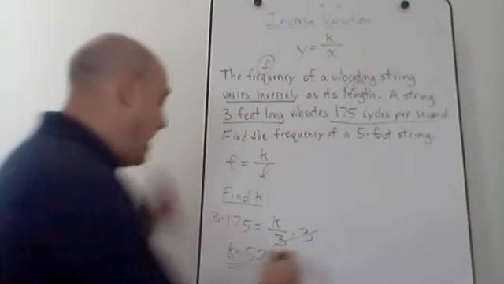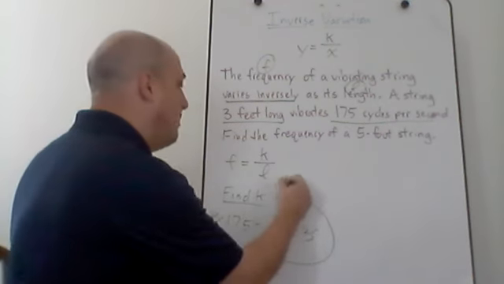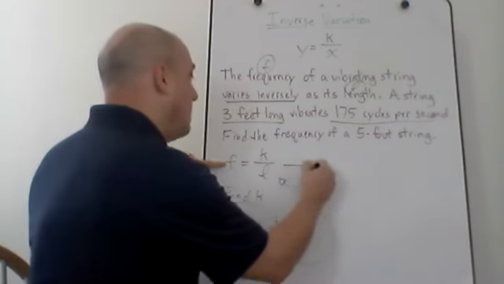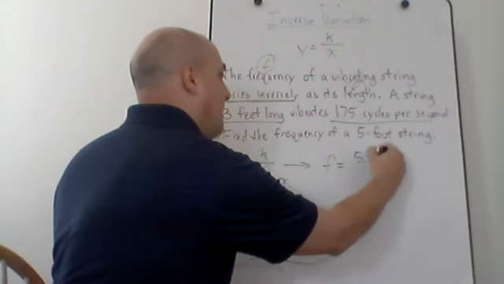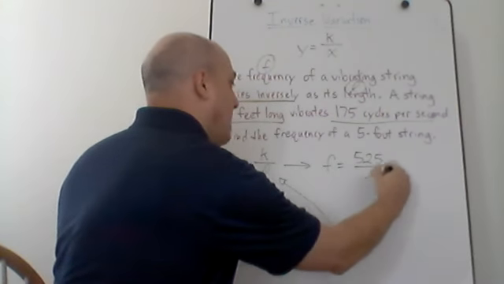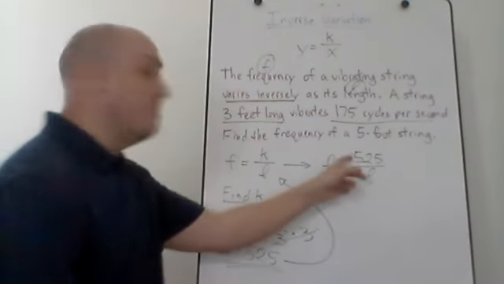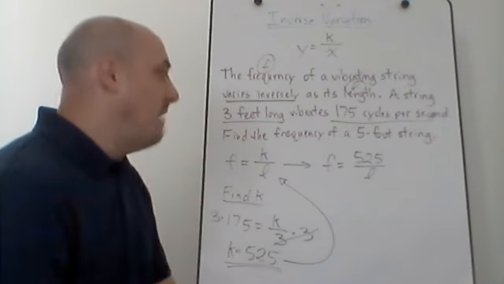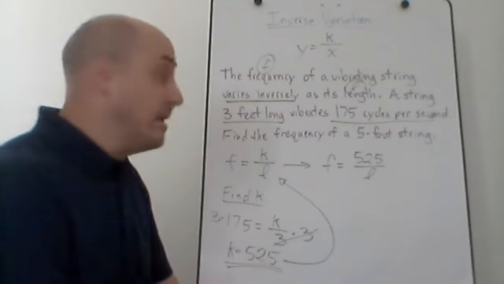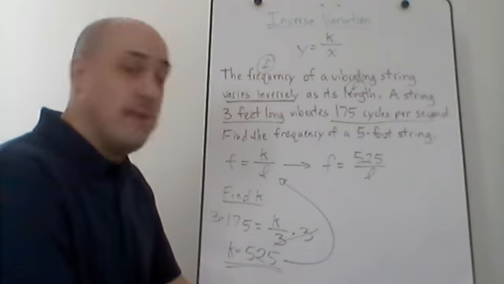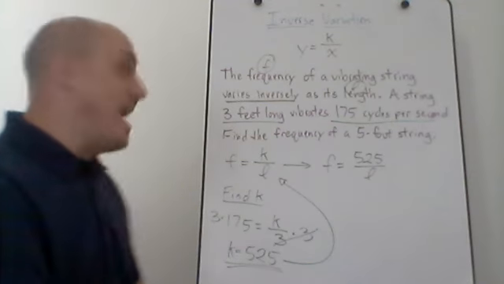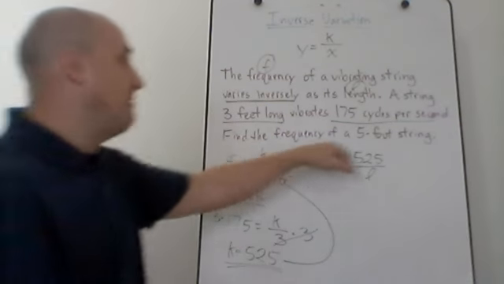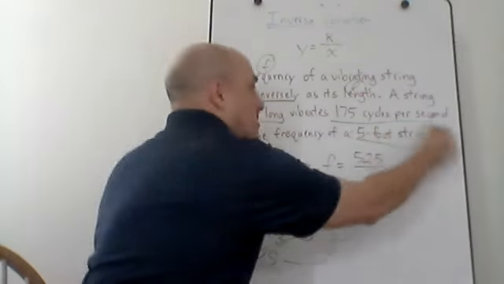So what I do with that now is I take that k value and put it back into this equation, which is going to give me f equals 525 divided by L. The frequency equals my constant 525 divided by the length of the string that's vibrating. So now that is the formula that I need to use to actually answer the question, which asks us to find the frequency of a 5-foot string.